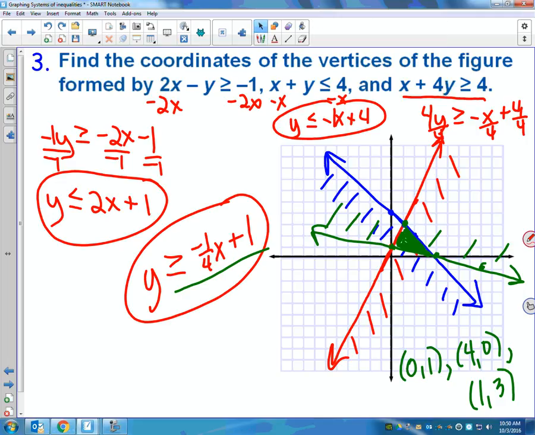Tomorrow we're going to do something called linear programming, and it builds off of this, of being able to find a closed shape and then finding max and min values. So if you get this today, then you'll be pretty good for tomorrow. This is easy. Good.